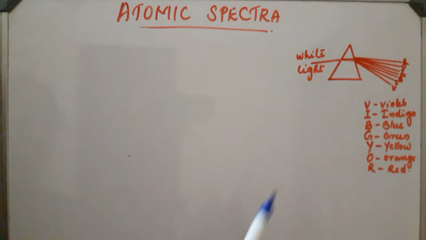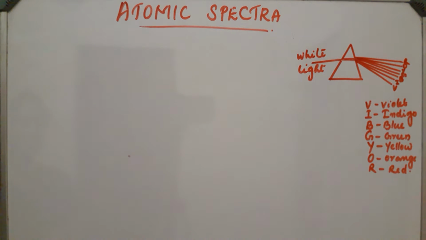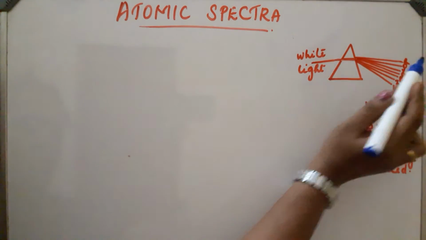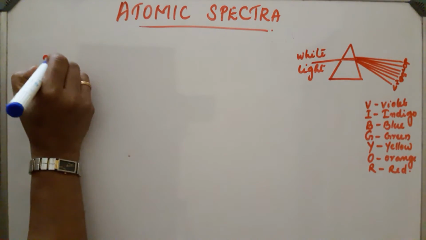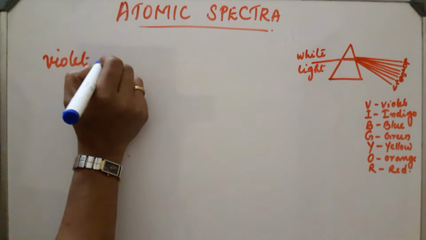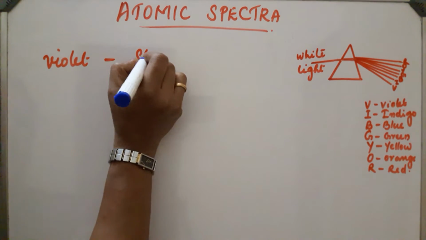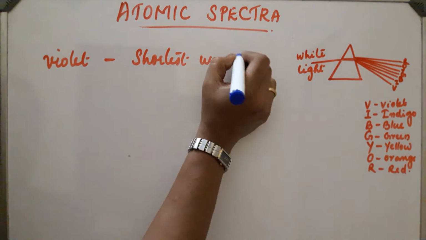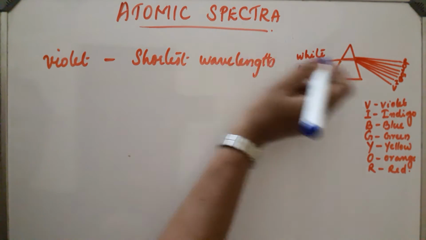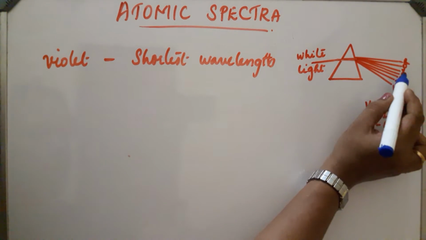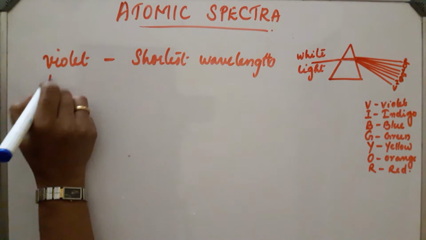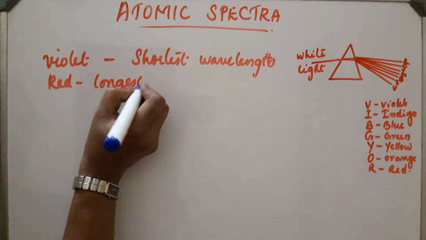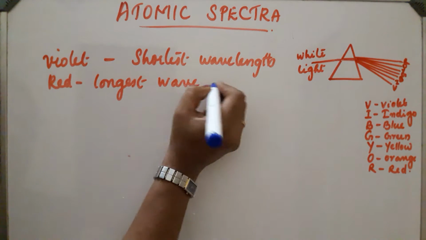White light consists of different waves of different wavelengths in the visible region. That is, it ranges from violet to red. Violet is having the shortest wavelength, and it deviates more than the other colors. Then at last, red color is having the longest wavelength, which will deviate less.